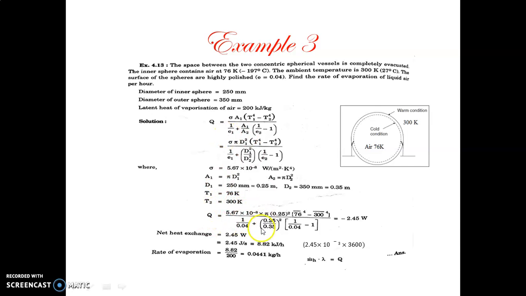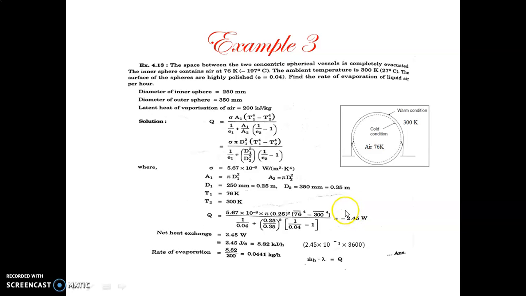So you have to just put all this value and calculate the answer, which is equal to minus 2.45 watt. So here the minus sign is indicated. What is meant by this minus sign? The heat is transferred from the outer body or outer surface to the inner surface. Therefore the minus sign is included here.